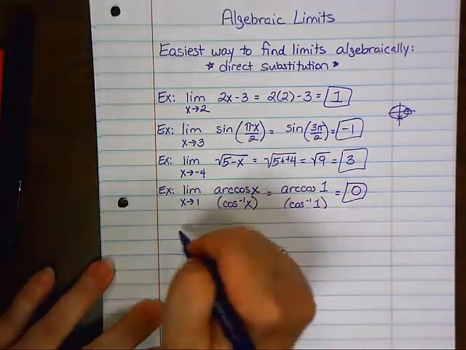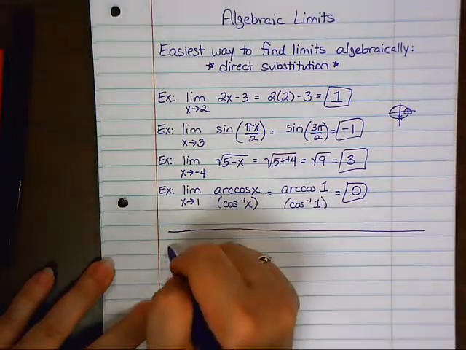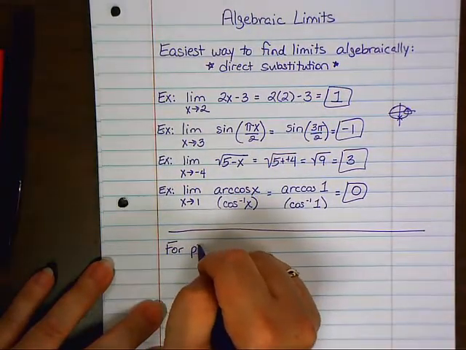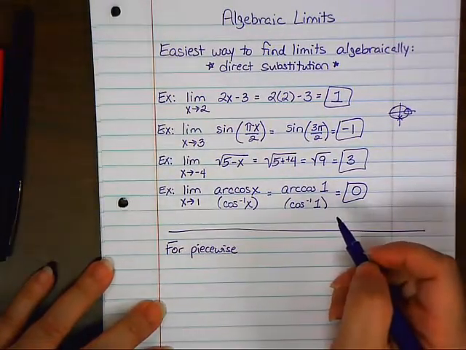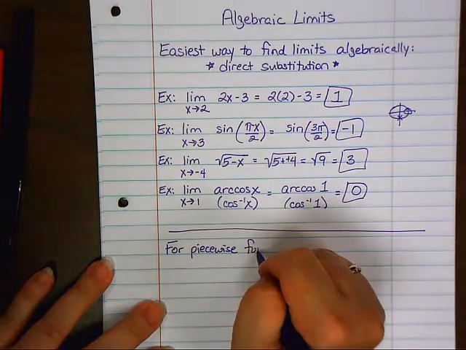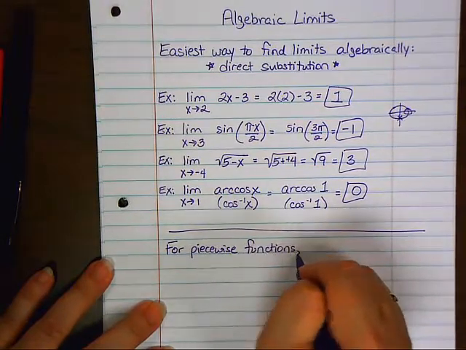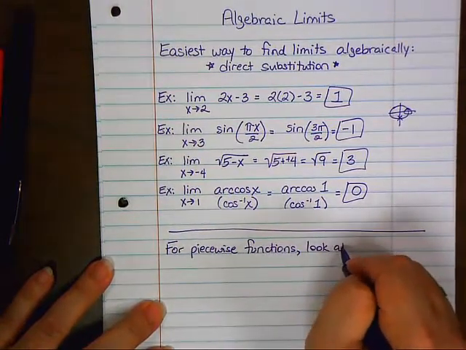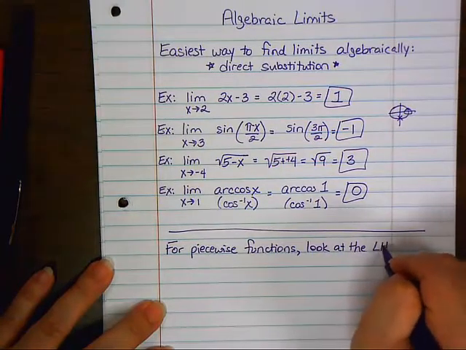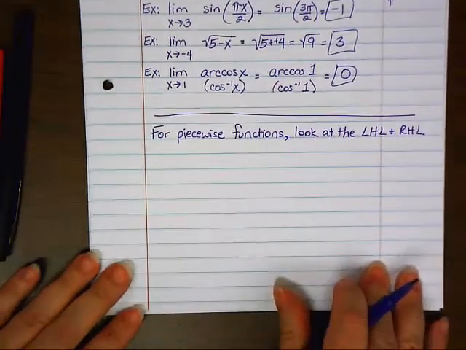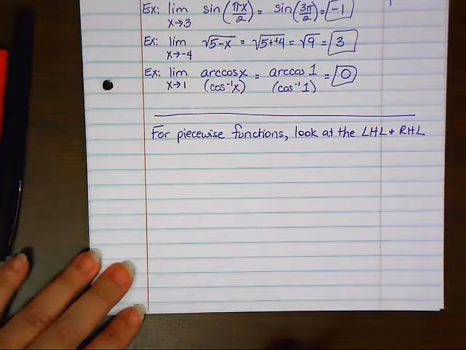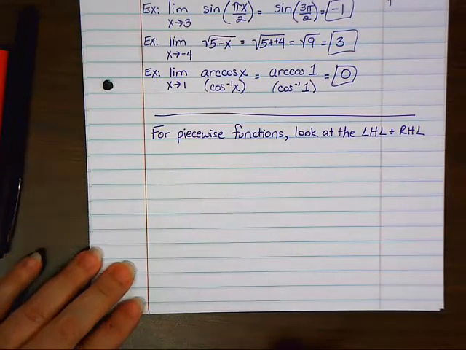Okay? Now we're going to talk about piecewise functions. What do we do? Because in piecewise functions, you can still plug it in, but sometimes it's kind of hard to tell where. So for piecewise functions, look at the LHL and RHL. Oh, we just talked about that. Do you remember what those abbreviations mean? Left-hand limit and right-hand limit, exactly. Okay.